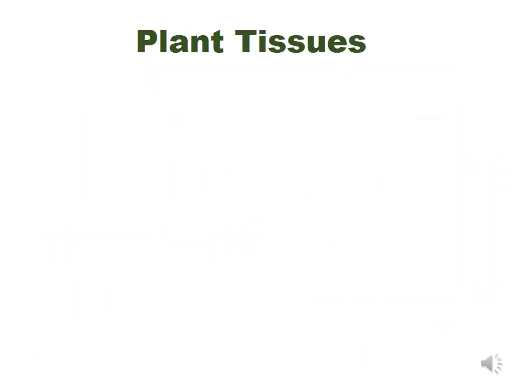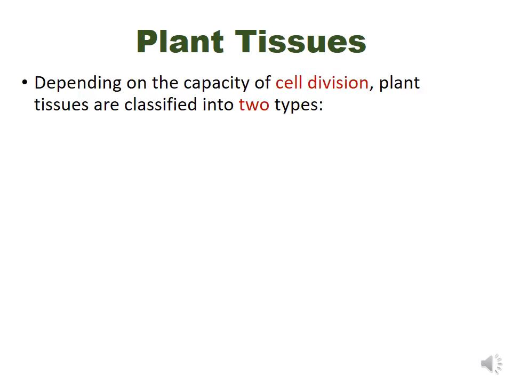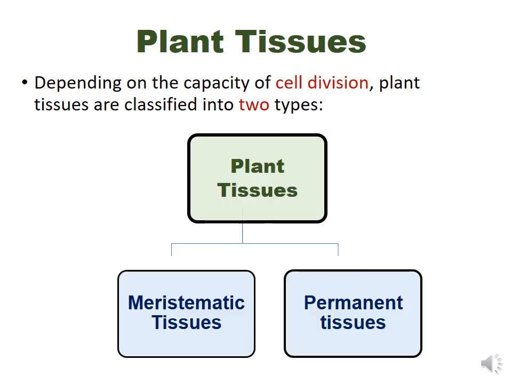Okay, now let's talk about the plant tissues. Depending on the capacity of cell division, the plant tissues are classified into two types. The plant tissues are two types depending on their cell division. The first one is the meristematic tissue, and the other one is the permanent tissue.